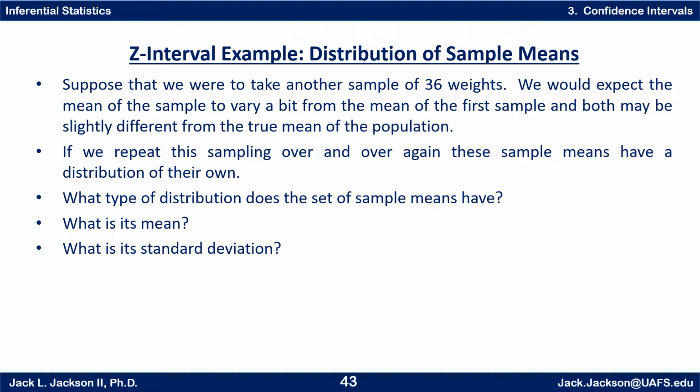So suppose that we are to take another sample of 36 weights from this same population of 7th grade boys. We would expect to get a different mean each time we take a sample, or at least probably vary a little bit. Hopefully all fairly close to the true population mean, but varying a little bit from sample to sample. So if we repeat this sampling over and over again, these sample means have a distribution of their own.